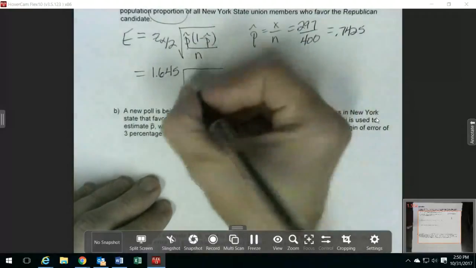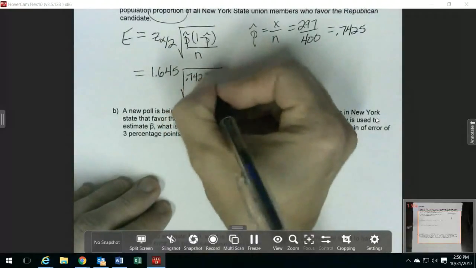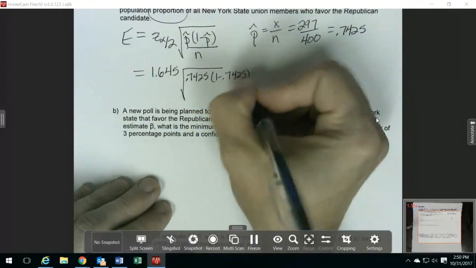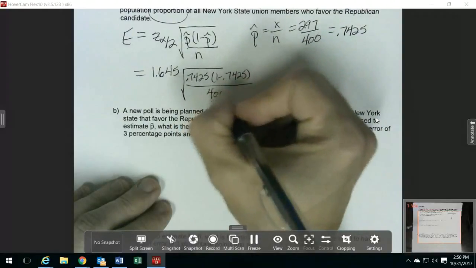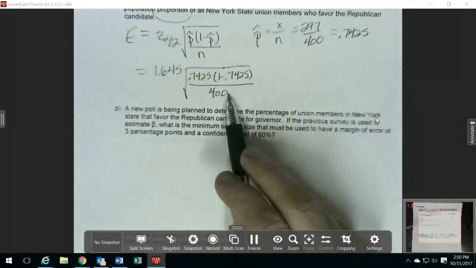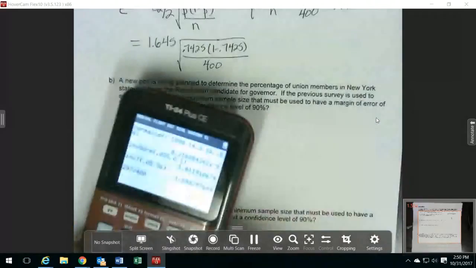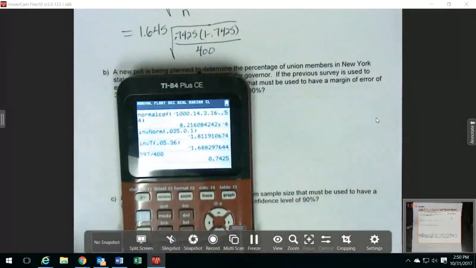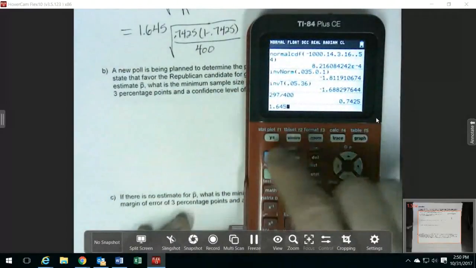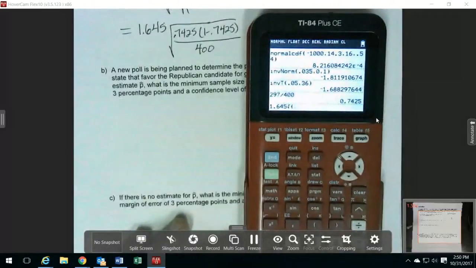Okay, so then I'm putting in 0.7425, 1 minus 0.7425, and dividing by 400. Be really careful putting this in your calculator because the 400 has to go under the square root as well as the rest of it. So I'm going to do 1.645 times the square root, and then I'm just putting this stuff in here.